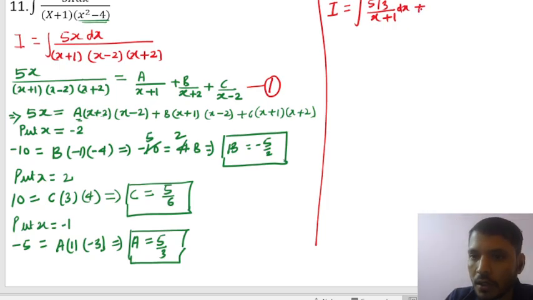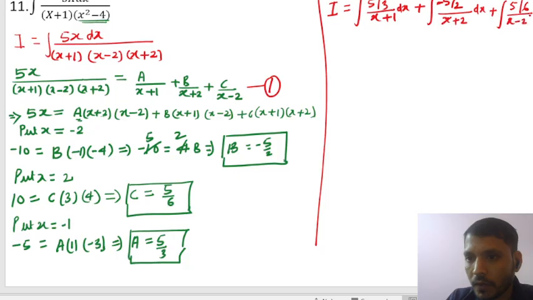B is, here I will write b is equal to minus 5 by 2. So this will be minus 5 by 2 as it is. And this is divided by x plus 2, here into dx. And the last term is what? Plus C. C is what? So C is 5 by 6. So here you will write 5 upon 6, and this is divided by x minus 2, here dx.